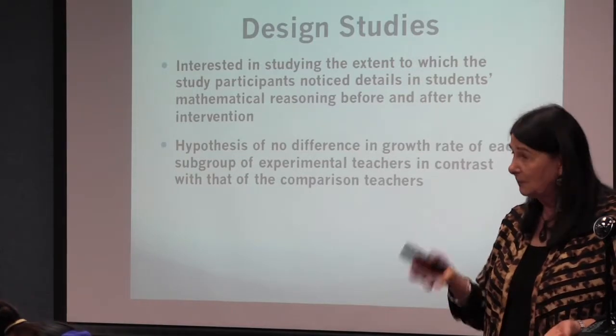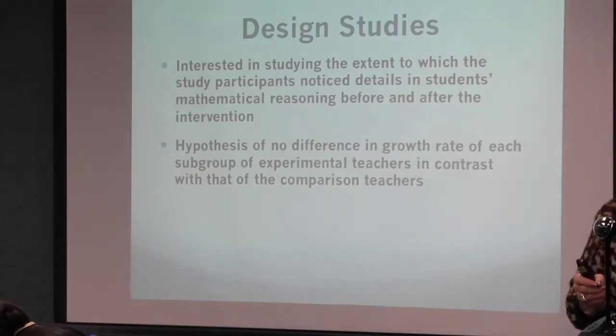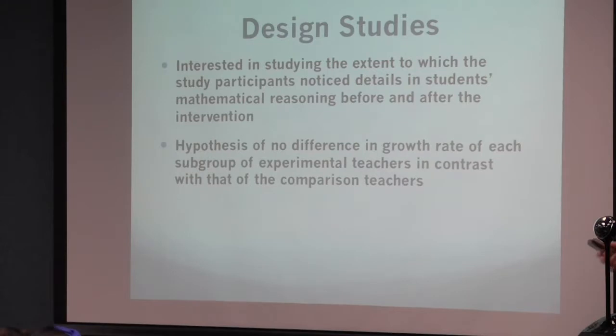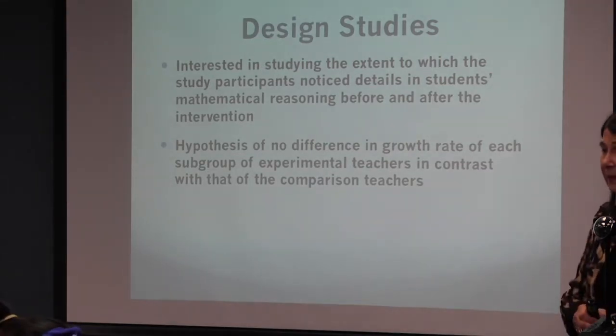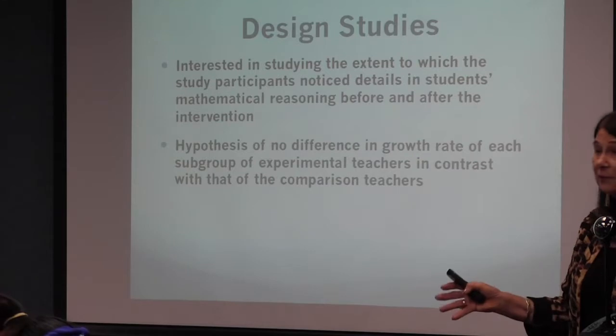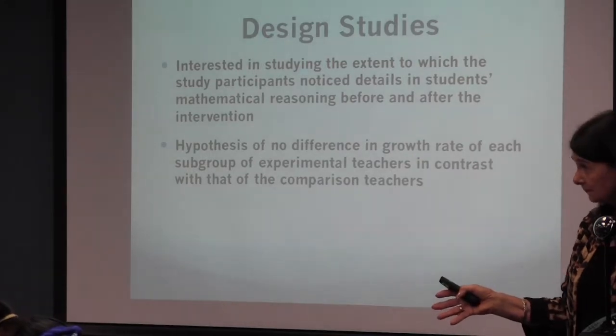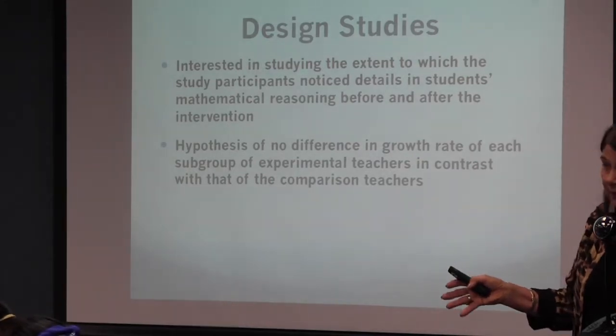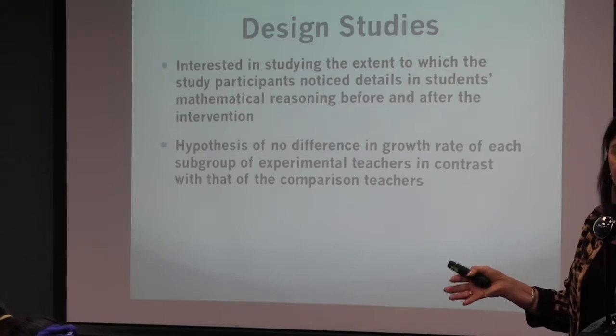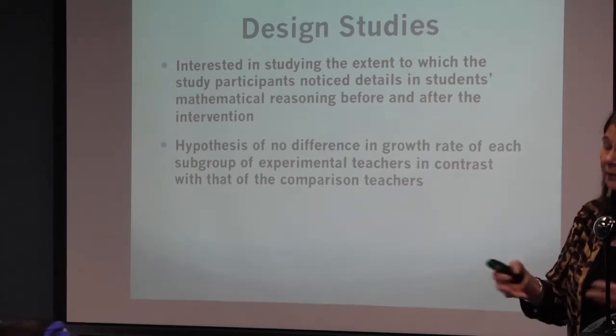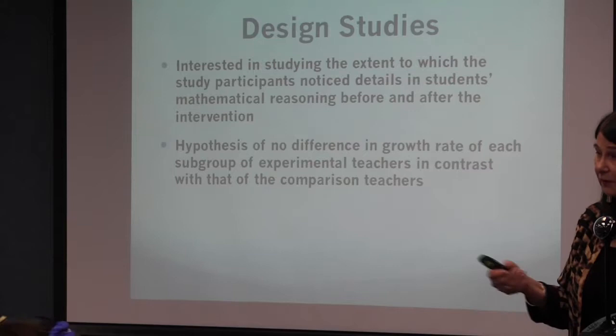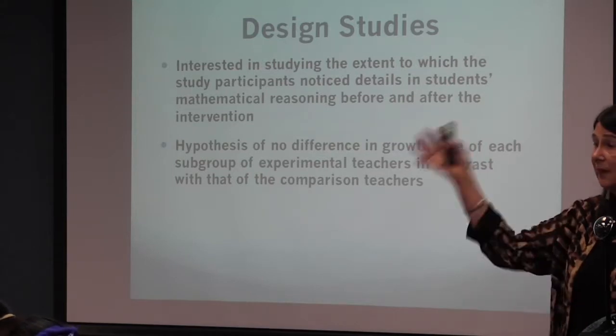So we know there was variability in time. That was a factor that we could not control. And we were interested in studying the extent to which the study participants noticed details in students' mathematical reasoning before and after the intervention. So what did we do? We gave them a video to look at, and we gave them also the transcript, and we asked them to let us know what arguments were given by the students and what was convincing. We gave them the same thing at the end.